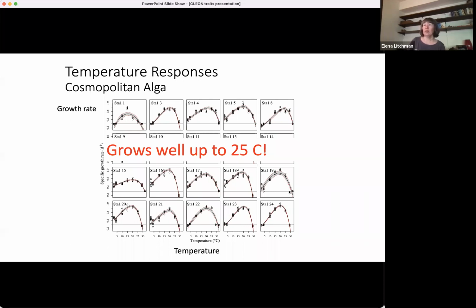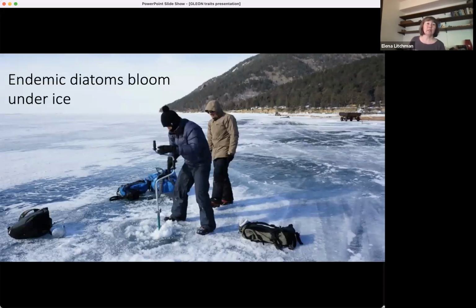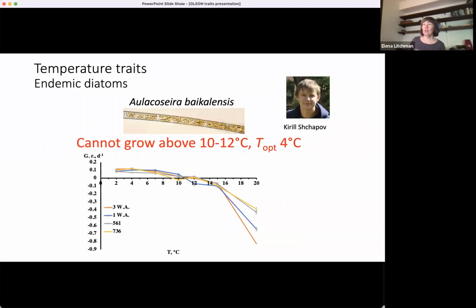In contrast, we also looked at endemic diatoms that bloom under ice. And so here are two members of our Lake Baikal team, Kirill Shapov and Ted Oziersky, and they're using this sort of low-tech way of getting samples on the lake in winter to get to those endemic diatoms. And so Kirill Shapov measured growth curves and temperature traits for this endemic species of diatom, Aulacoseira baikalensis.